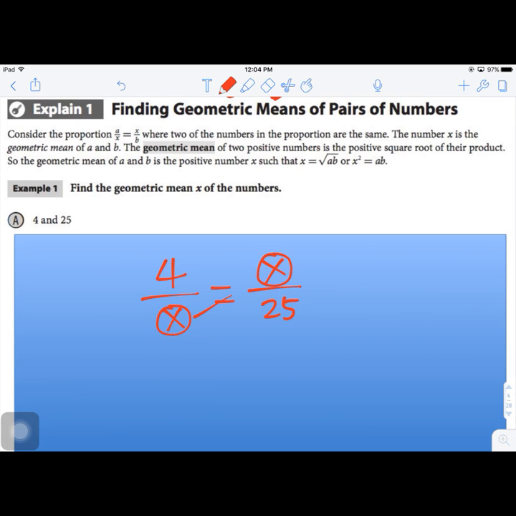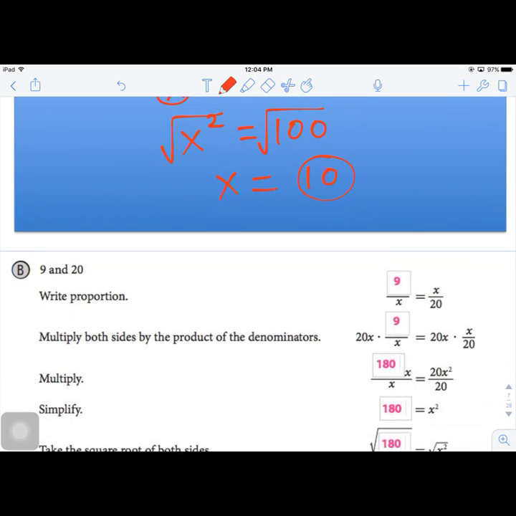So now we're going to cross multiply. X times X gives us X squared. 4 times 25 is 100. To solve this equation, I take the square root of both sides. So I have X equals 10. So we say that 10 is the geometric mean between 4 and 25. Let's try another one.